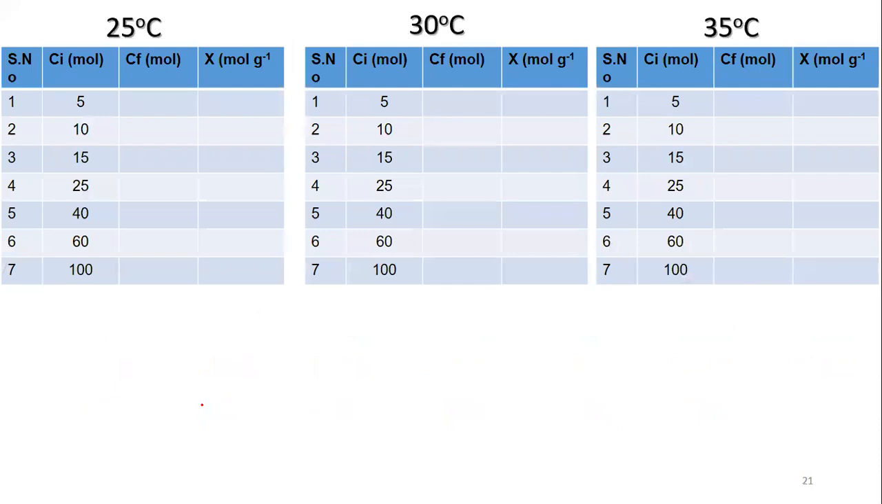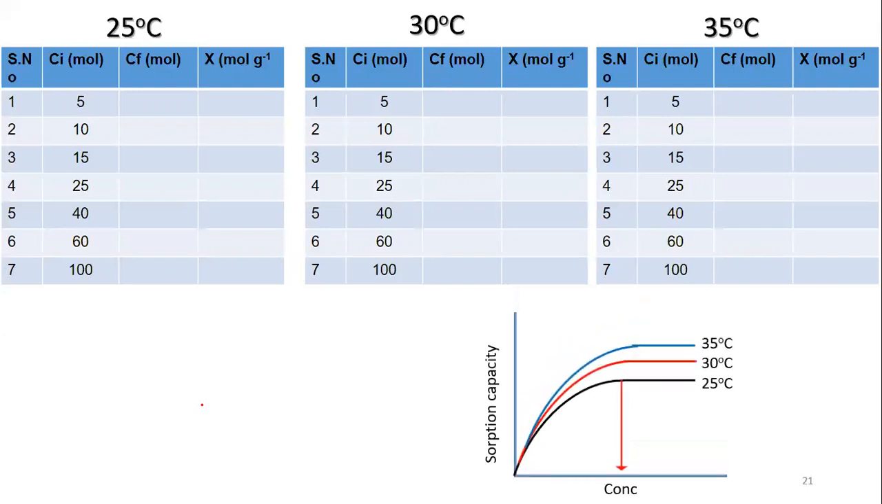Okay, so now you have to perform the same experiment at 30 degrees centigrade, and then you have to perform the same experiment at 35 degrees centigrade. So the experiment is the same, but you only change the temperature. The first one is 25 degrees centigrade, the second one is 30, the third one is 35. So when you plot that, you get this kind of plot.